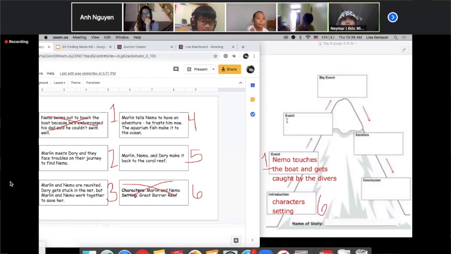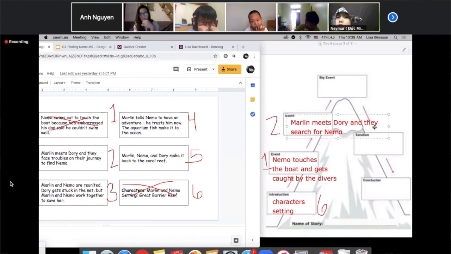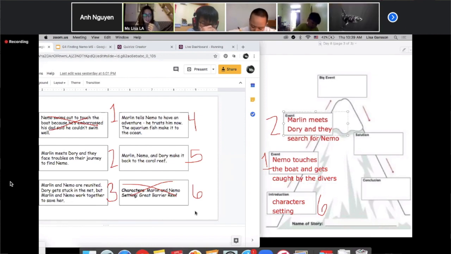Marlin goes to find Nemo. Which number box is it on this side? Number 2. Yep, so Marlin meets Dory and they search for Nemo. Okay, and that is box number 2. All right, good job.